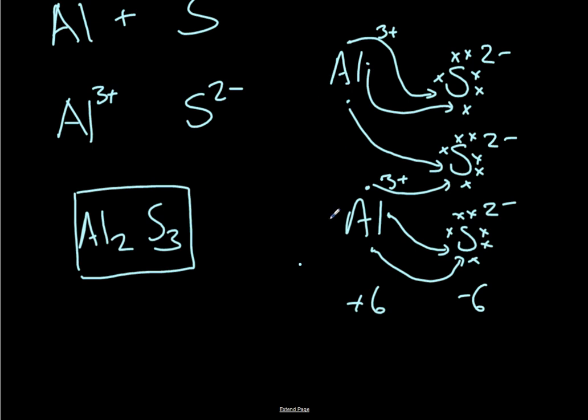You need 2 aluminums to go with 3 sulfurs. Aluminum forms a 3 plus ion, sulfur forms a 2 negative ion. Lowest common multiple of these 2 is 6. So you have to have a total of 6 positives and a total of 6 negatives. Okay? So to get 6 negatives, you need 3 sulfurs, and 2 aluminums to get 6 positives. And there you go, Al2S3.